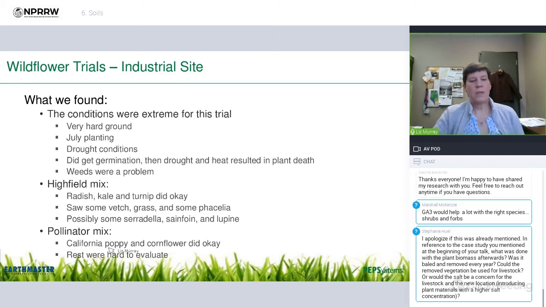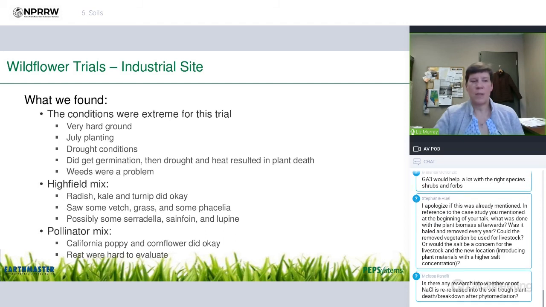With the pollinator mix, we did see California poppy pop up quite a bit, and we did see some cornflower. The rest we found were really hard to evaluate, especially at the end of the season. I think the other challenging thing we face in that site is there are lots of critters on that site, and so critters like to sample some of the plantings.